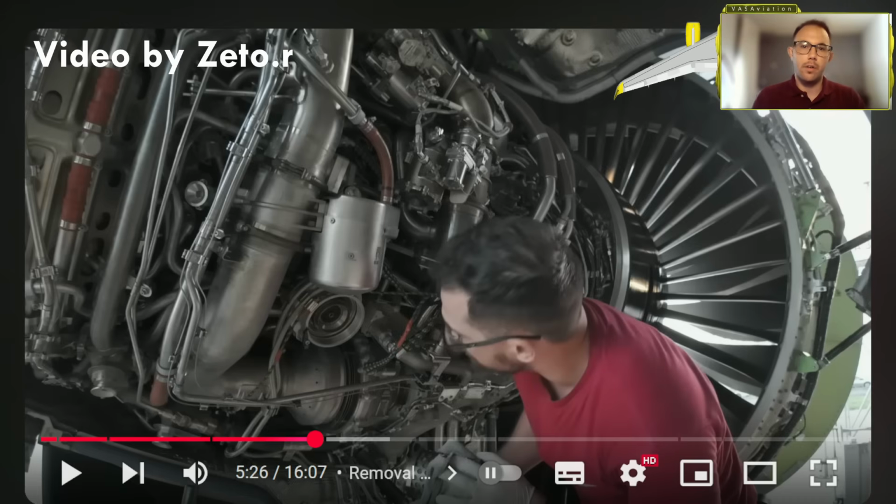If this filter gets blocked because of some contaminants, and again, it can be just particles, it can be dust, it can be metallic parts, the degradation of the wing, of the fuel tank and the metallic parts there, or it can be water as well. It can be any contaminant there.